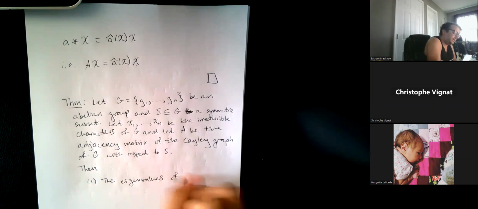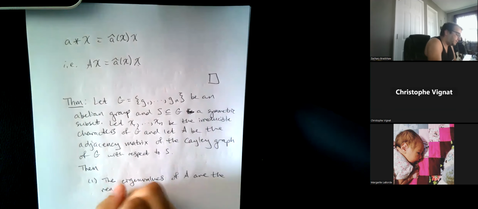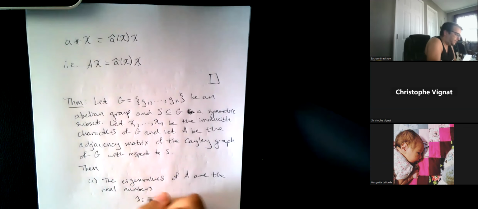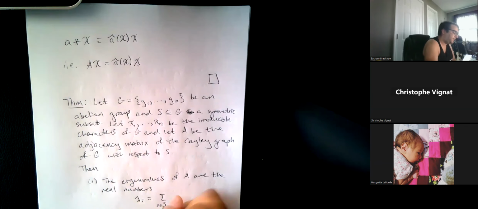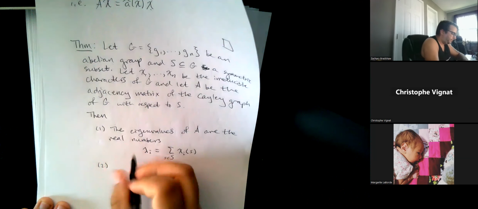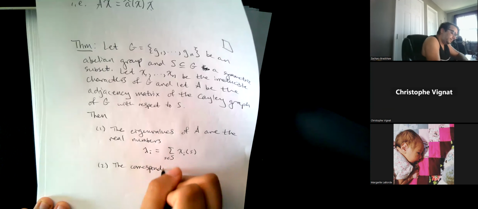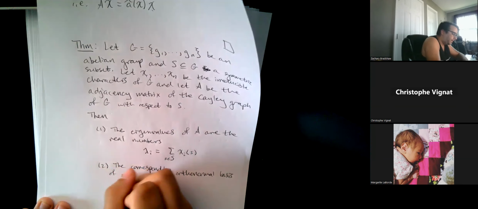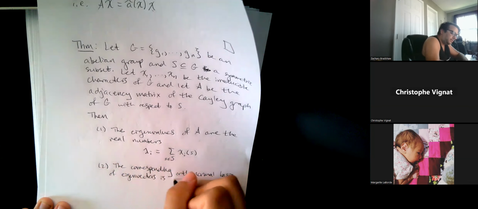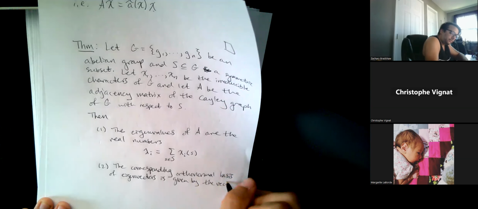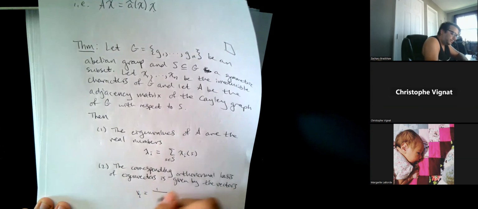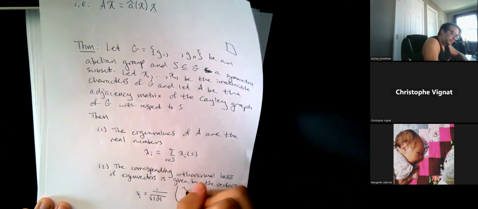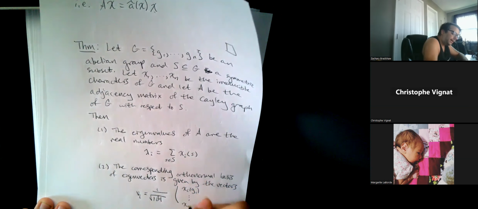The eigenvalues of A are the real numbers lambda i, the sum over s in the symmetric subset S of chi i evaluated at s. Moreover, the corresponding orthonormal basis of eigenvectors is given by the vectors vi equals 1 over the square root of the order of G, times the vector chi i of g1 through chi i of gn.